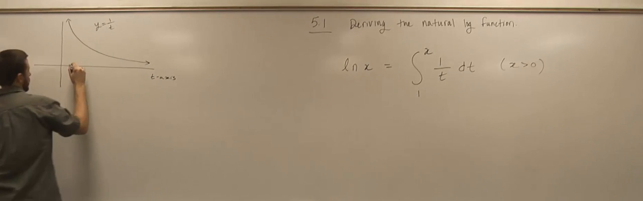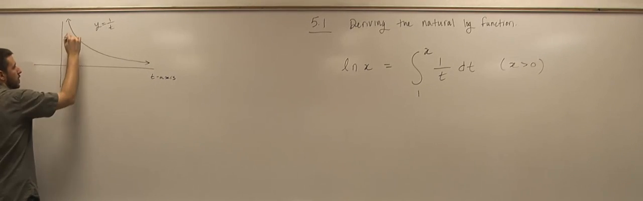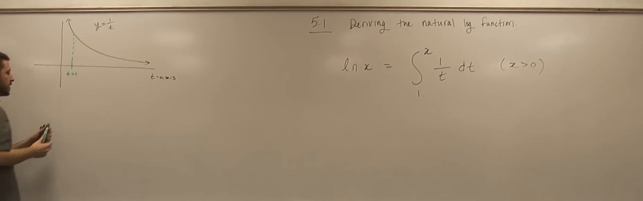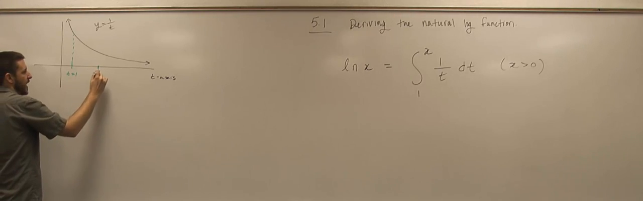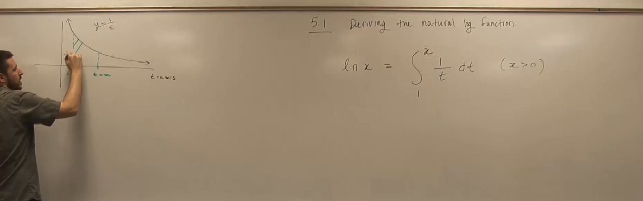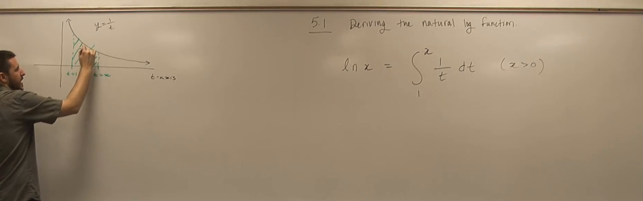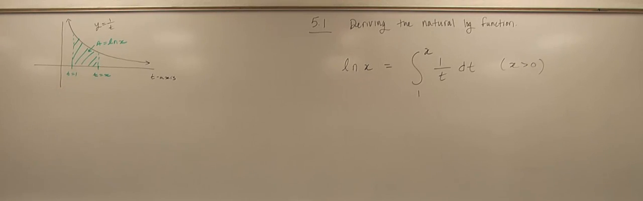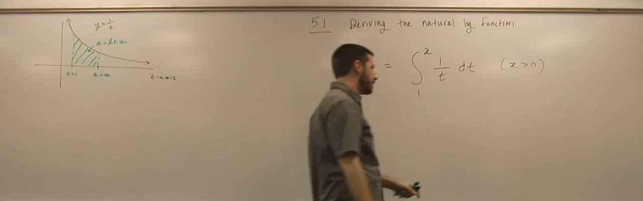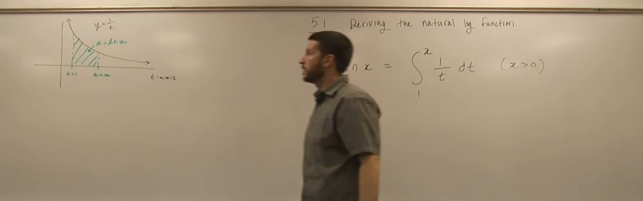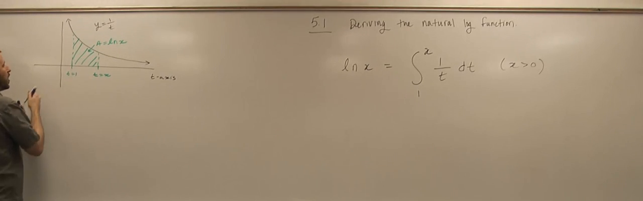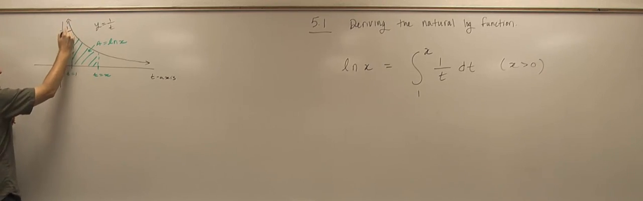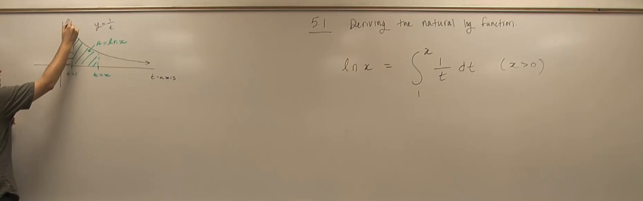So here's 1. So however much area you accumulate as you go out to t equals x, this area here, that's ln x. So it just counts how much area you pick up as you move away from 1. If you move to the left of 1, that's okay, you can do that. Ln x will count this area, but it'll be negative.